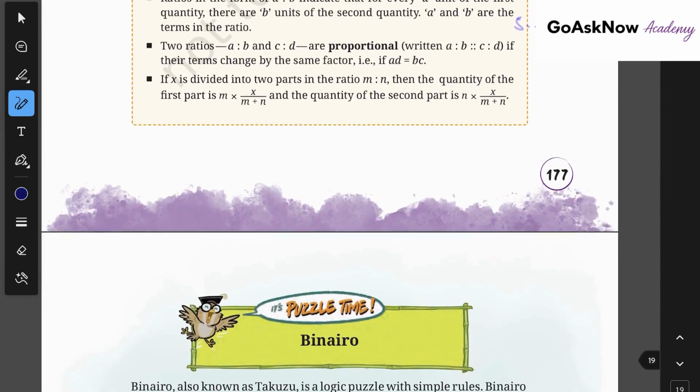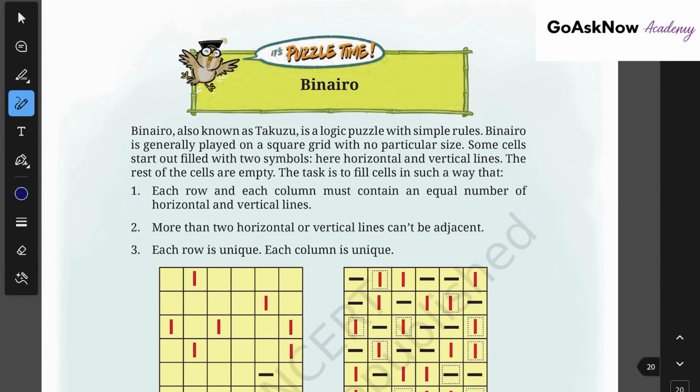This last page is about the puzzle Binairo. You can do this yourselves, and instructions are right here.